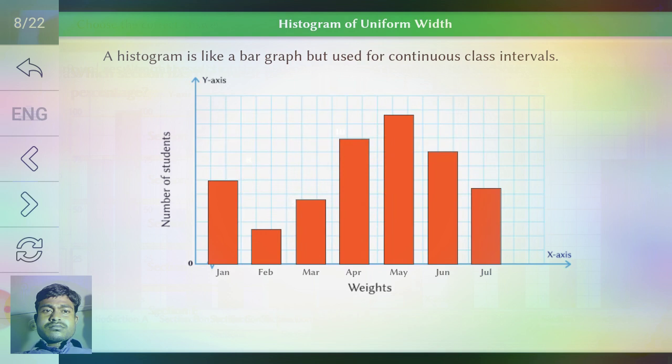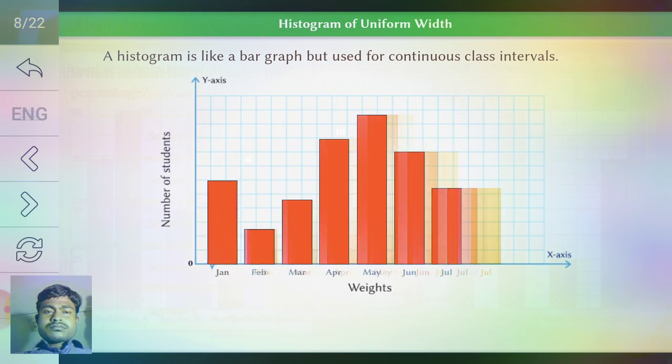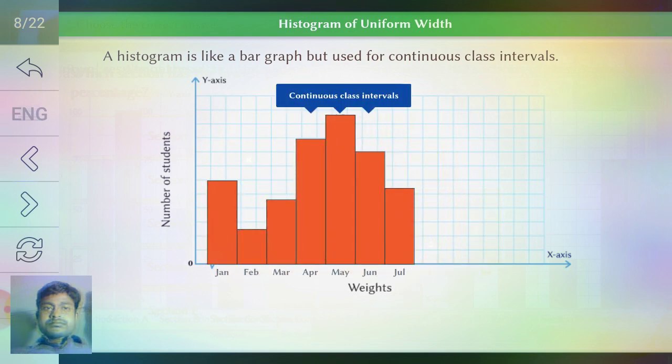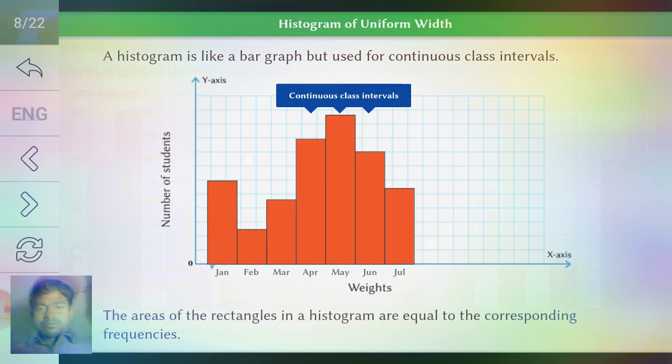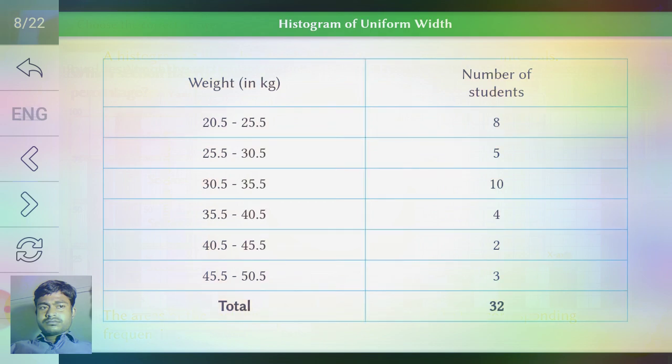A histogram is like a bar graph, but used for continuous class intervals. Unlike a bar graph, the areas of rectangles in a histogram are equal to the corresponding frequencies. Consider the following table showing the weights of 32 students in a class.